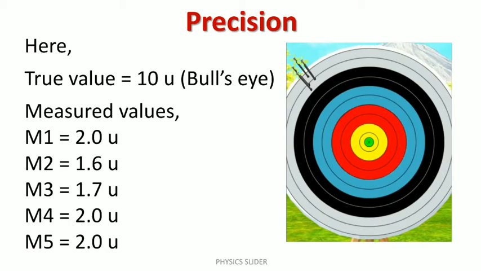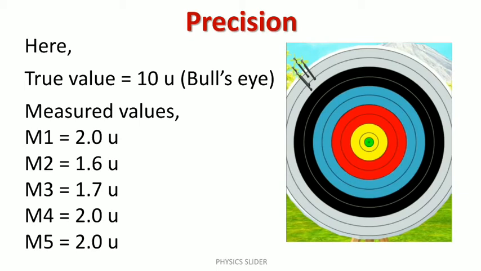So we will say there is a repetition of the data, three times for M1, M4 and M5 there is the exact value, that is 2.0, and M2 and M3, these are 1.6 and 1.7, which are approximately equal to 2 units. So we will say there is a repetition of the values on 2 units.